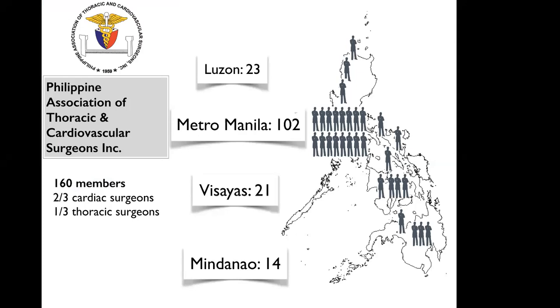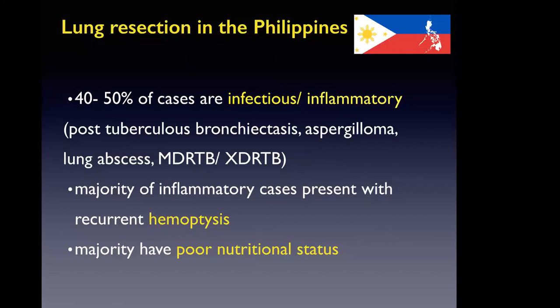In our society of thoracic surgeons, there are about 160 members, and about one third of those are thoracic surgeons, which are distributed in different areas of the Philippines, mostly in metropolitan areas. And we do have a lack of manpower with regards to management of thoracic disease. For lung resection in the Philippines, 40 to 50% of the cases we do are due to infectious inflammatory conditions, particularly TB, bronchiectasis, aspergillomas, lung abscesses, MDR and XDR TBs. A lot of these patients present with massive hemoptysis, and they have very poor nutritional status.